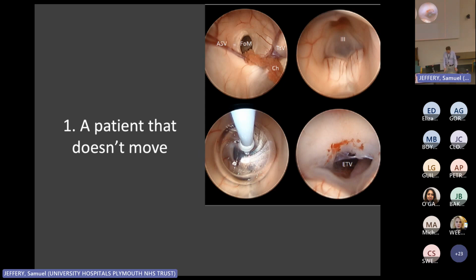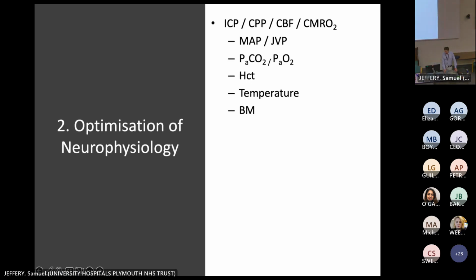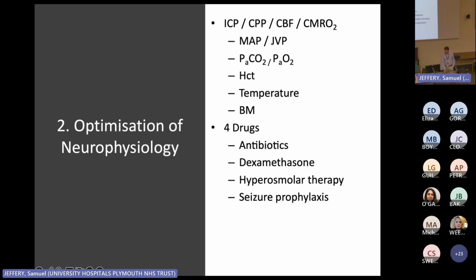Sounds very obvious. But as you saw earlier in that video, when we do an ETV, we're just millimeters away from the basilar artery. So even a slight cough at that point can be catastrophic. Secondly, optimization of neurophysiology. Well, this is what you do, and I won't go through that aspect.